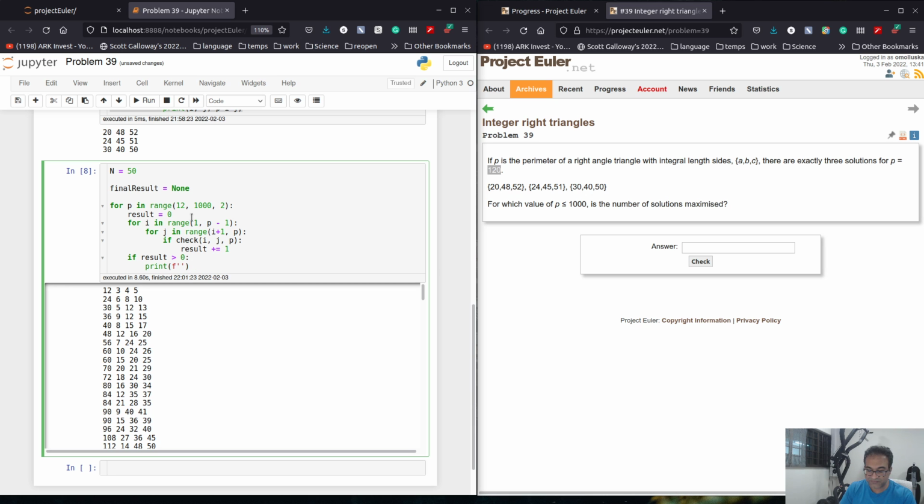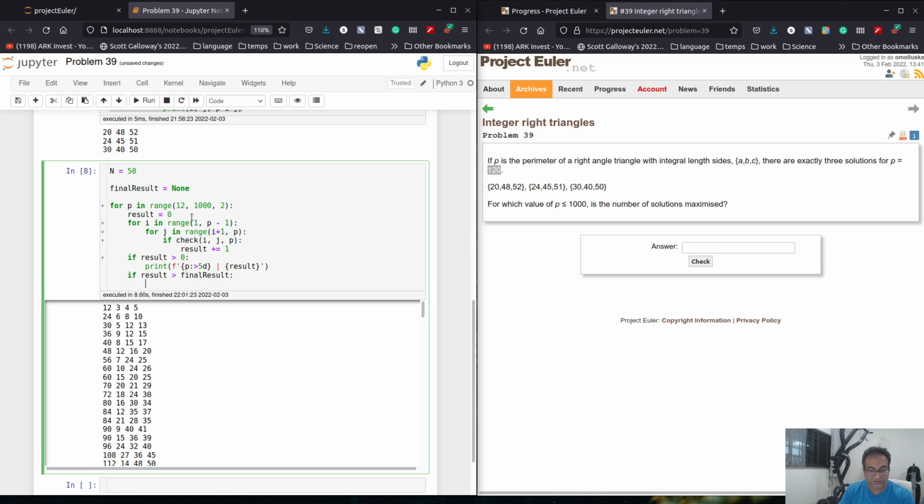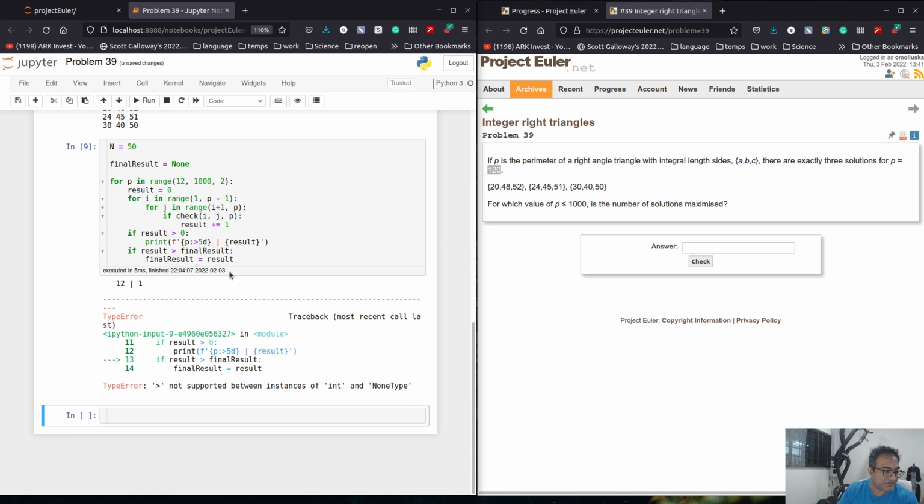Let's see which ones are. This is called P, and we will put a space of 5D. Okay, and this is going to tell us how many of these things are there. Result. Okay, and if result is greater than final result, okay, then final result equals result, and there is a problem.